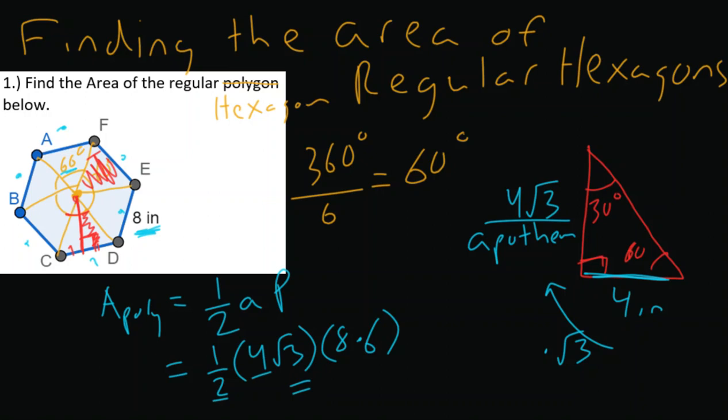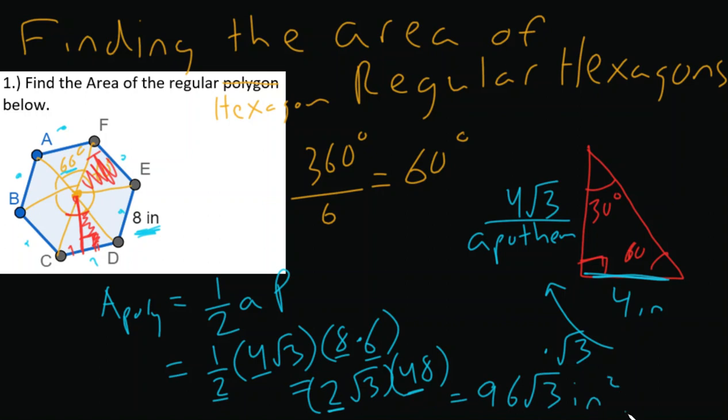So I know that 1/2 times 4 is 2, so I can write 2 square roots of 3. I know that 8 times 6 is 48. And now, in order to finish this, I just have to do 2 times 48, and so I can write my final area as 96 square roots of 3 inches squared. Now notice, if you want your answer in decimals, you can just do 96 times the square root of 3 in your calculator, but this is the most perfect way to write this answer.